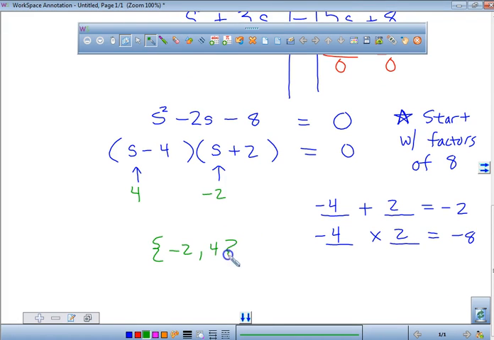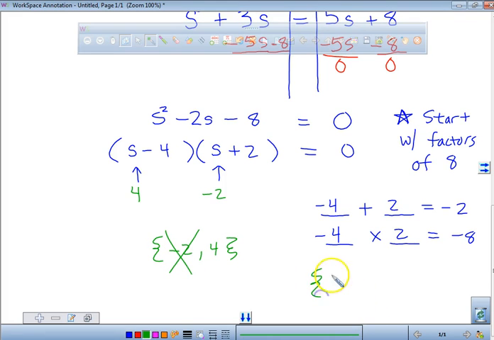So right now, everybody, try to finish this bracket. That answer does not work. So therefore, your final answer is just the number 4. That number, if you were to plug it in, works.